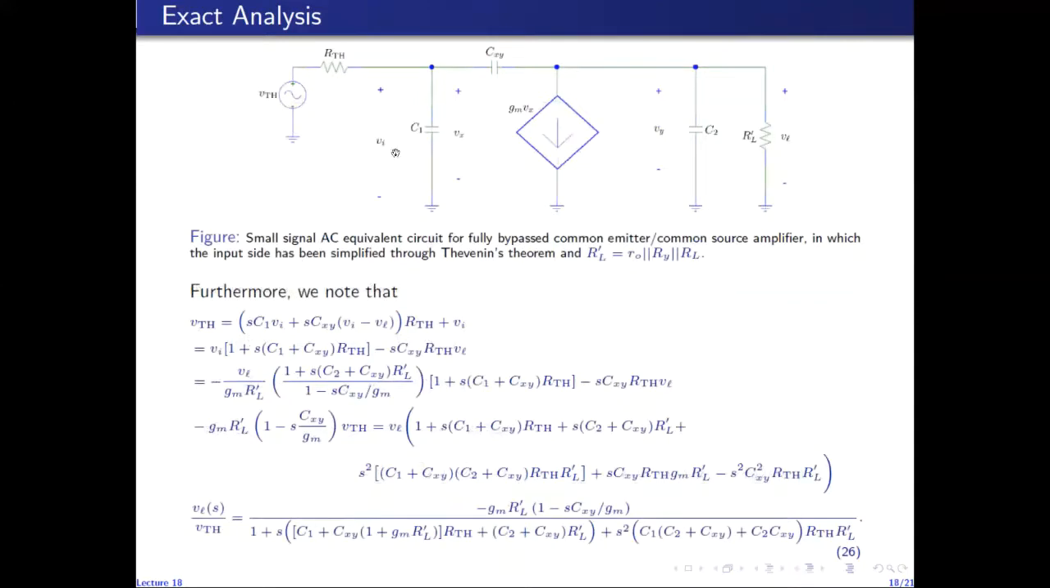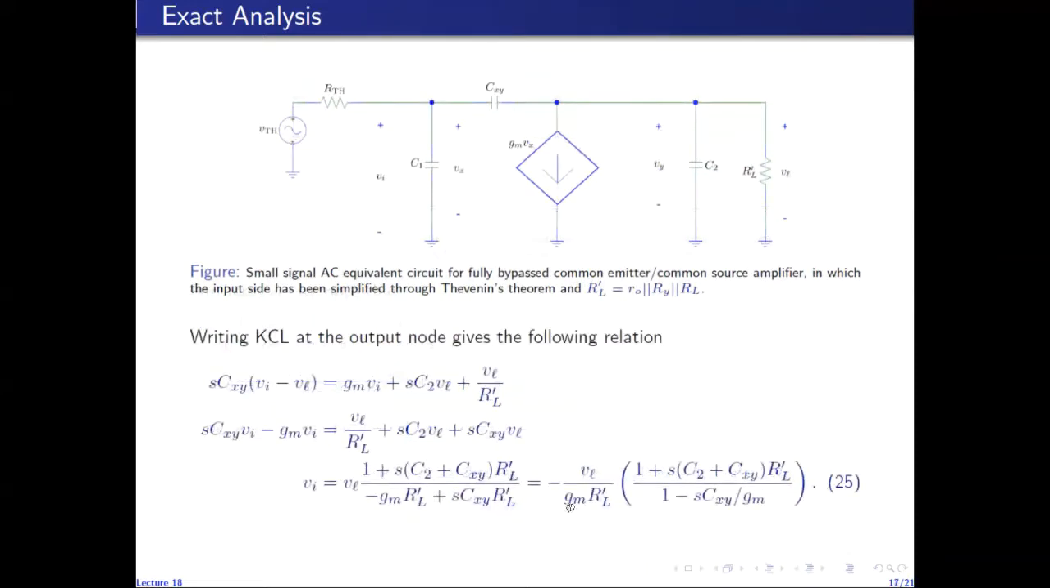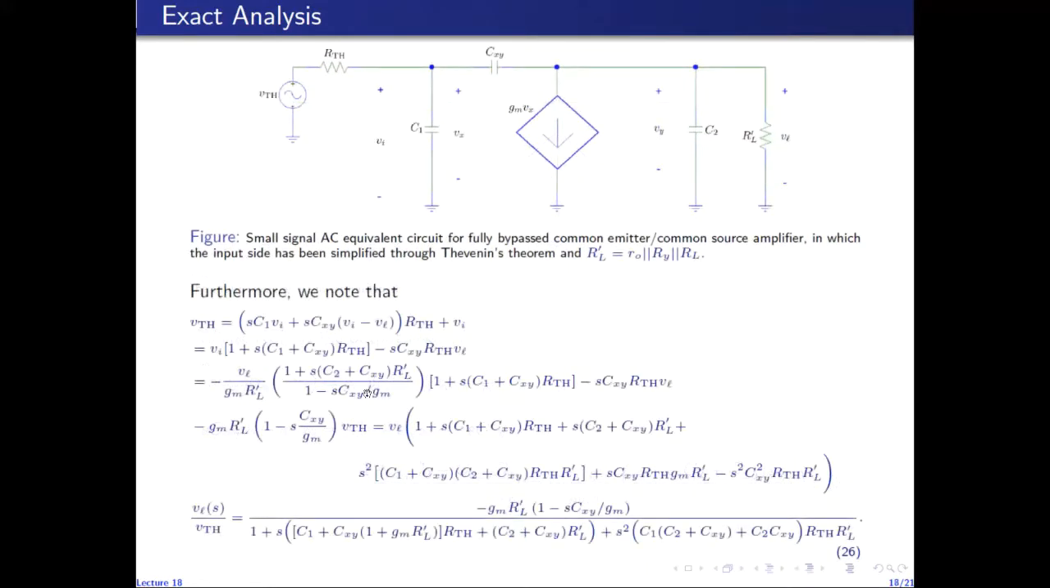So the current through C1 is given by SC1 times the voltage across C1, which is Vi, plus the current through CXY. We have already obtained it as SCXY times (Vi minus VL). So this current multiplied by RThevenin plus Vi gives us VThevenin. So we can simplify, take the terms corresponding to Vi, collect them together, separate out the VL term, and put Vi from this expression in here.